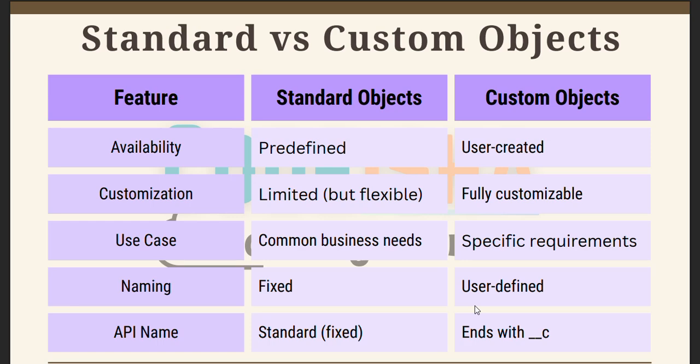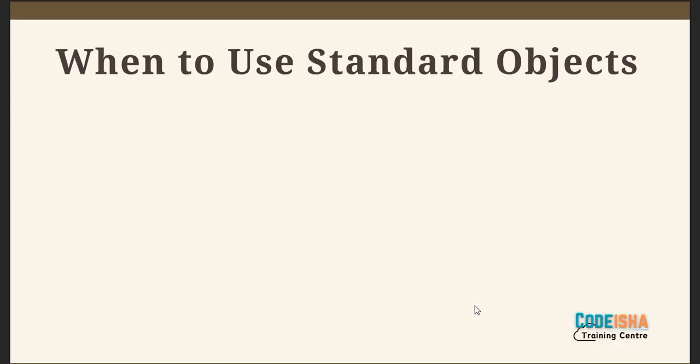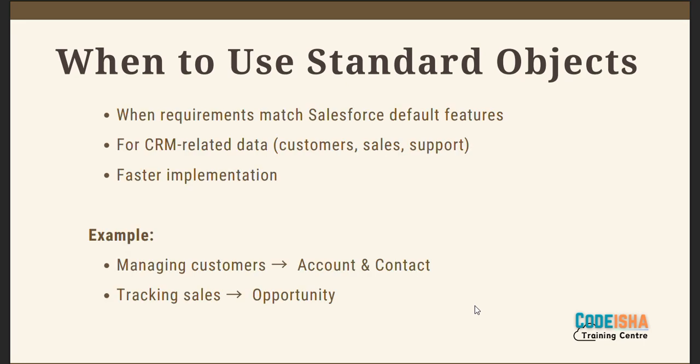Okay, and let's see when to use standard objects. So when requirements match Salesforce default features for CRM related data like customers, sales or support, and for faster implementation. So here is a simple example: managing the customers data. That time we need to use the account and contact objects. Okay, like tracking the sales, that time we need to use the opportunity object. Okay, so this is when we use the standard objects inside Salesforce.